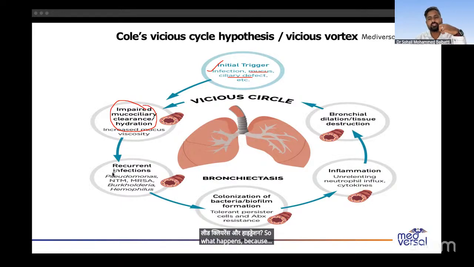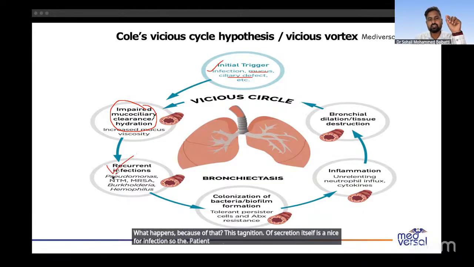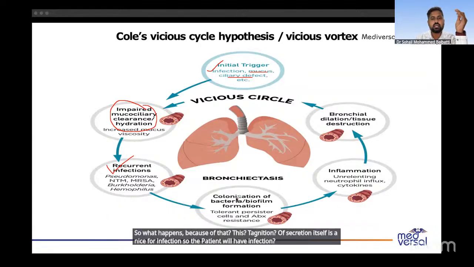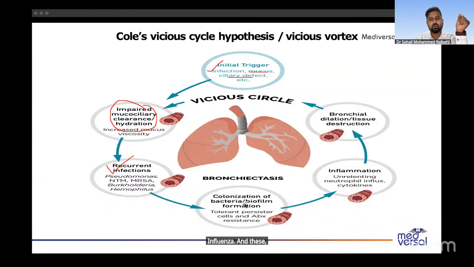This stagnation of secretion itself is a nidus for infection. So the patient will have recurrent infection with certain bacteria like Pseudomonas, tuberculosis, non-tubercular mycobacteria, Staph aureus or Haemophilus influenzae. And these colonizations also have certain biofilm formation, which helps them tolerate the antibiotics, tolerate the body's immune response, and persist for a longer period of time.